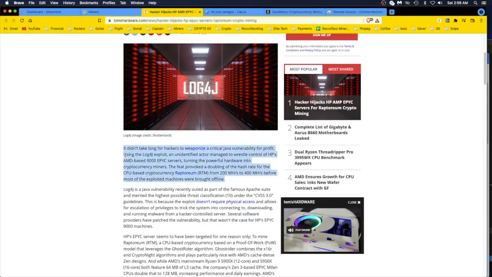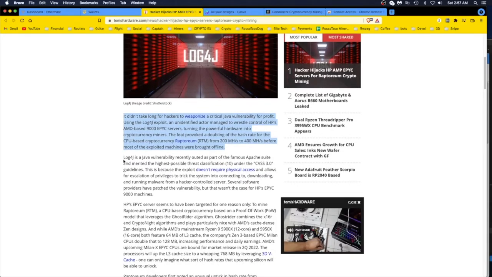So anyway, they used the log4j exploit. They wrestled control of HP's AMD-based EPYC 9000 servers. They turned the powerful hardware into cryptocurrency miners. The feat provoked a doubling of the hash rate, as we mentioned, for the CPU-based cryptocurrency Raptoreum, ticker symbol RTM, from 200 mega hash up to 400 mega hash before most of the exploited machines were brought offline. You'd think it would be more than 400. You'd think it probably went to 1,000 with these powerful machines. I mean, these are like the HAL machines, you know? I don't know.